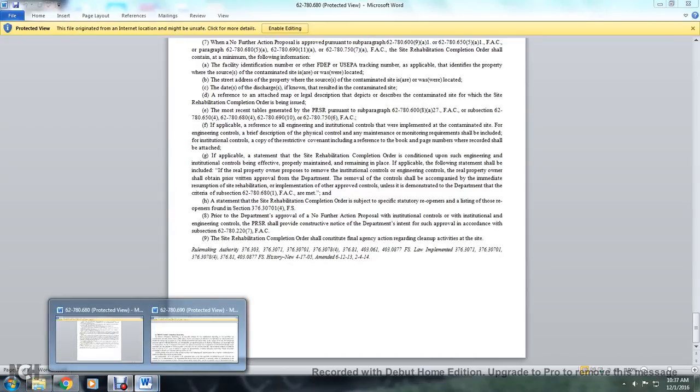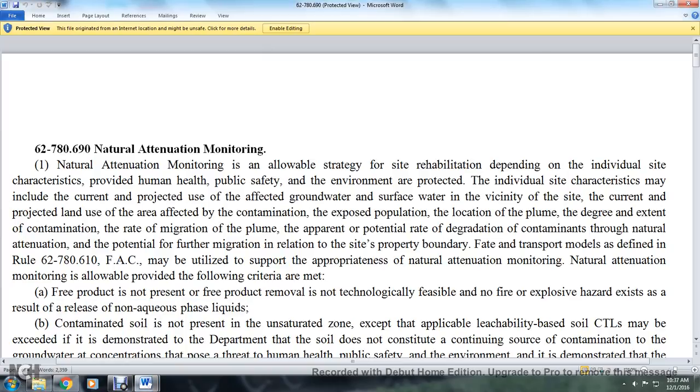Alright. 7 and 11. 11 pages to read. I'm going to take a break.